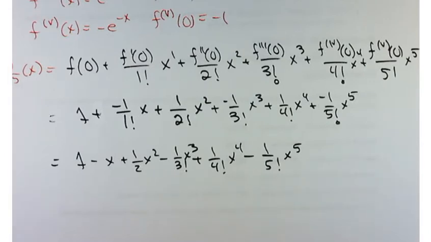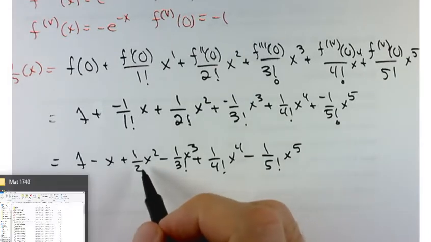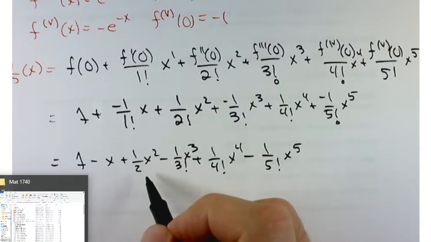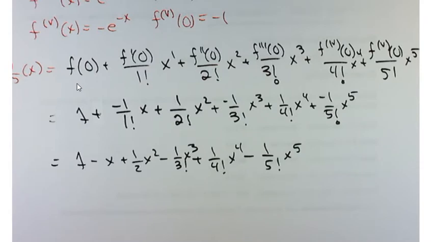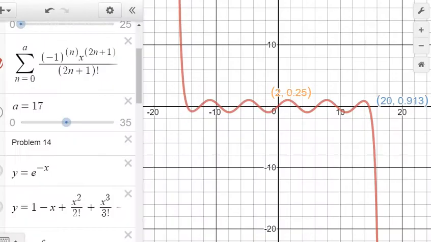Did I make a typo in this third term here? I just wrote it 1 over 2 instead of 1 over 2 factorial? Yeah, they're the same. So 2 and 2 factorial are the same. So that's your 5th degree Maclaurin series approximation to e to the negative x. Let's see how it looks. Let's see how we did.